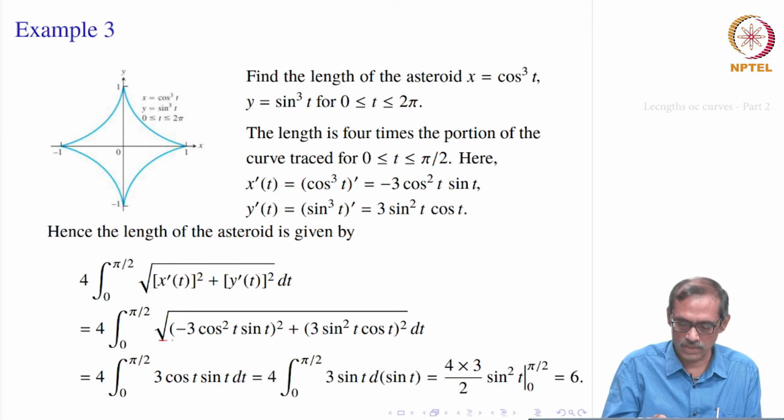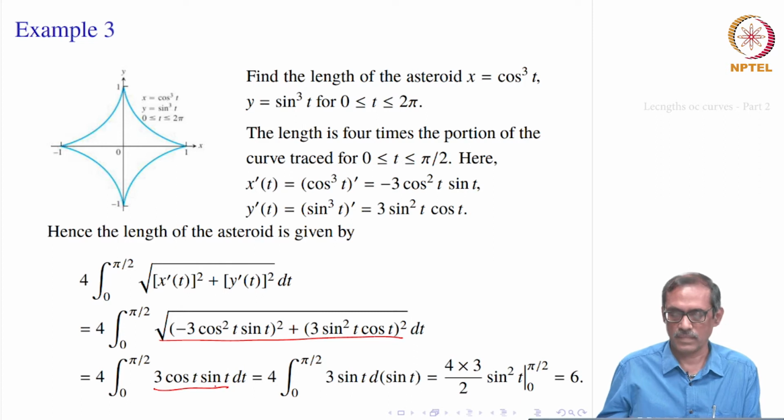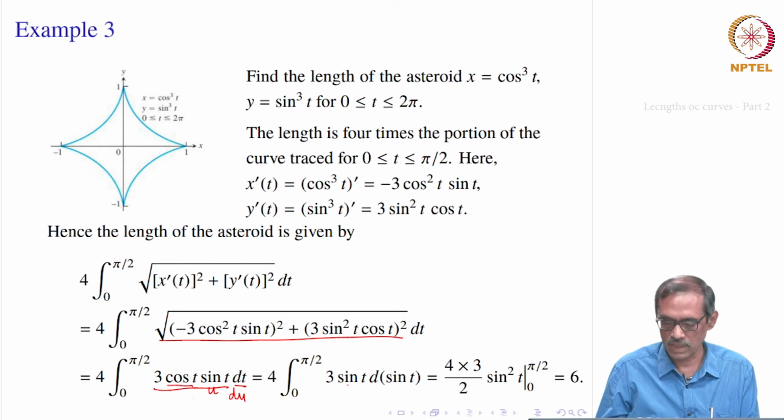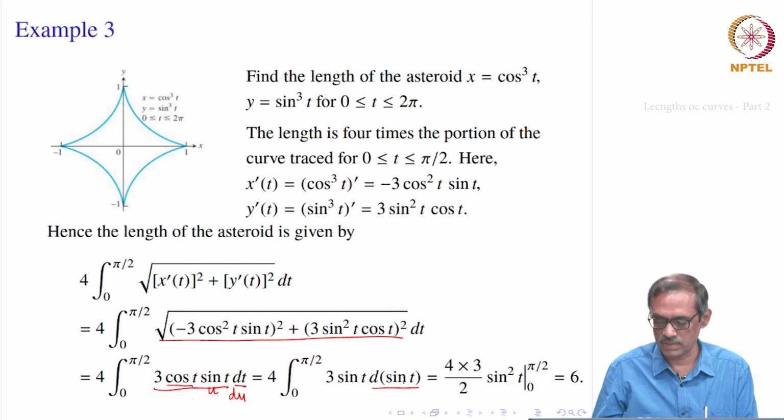Now if you simplify this, using of course the formula cos square t plus sin square t equal to 1, that turns out to be 3 cos t sin t. Then we take its integral. To take the integral, let us say that sin t is u. If u is sin t, then cos t dt becomes du. That is why we wrote 3 sin t d of sin t. Directly we can write it instead of going for this substitution.